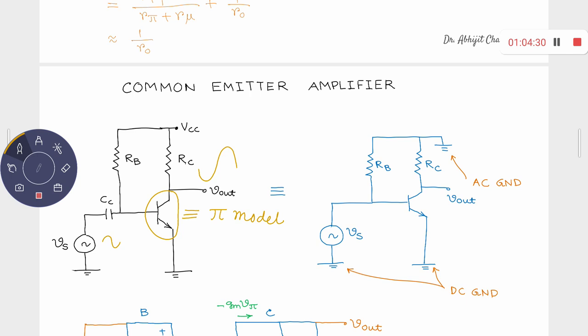Right? So there you have a VCC present in the combined circuit, the actual circuit. In the model, this is nothing but ground, and that ground is known as the AC ground. Hopefully you have discussed this, no? The notion of DC ground and AC ground. DC ground is hard ground.